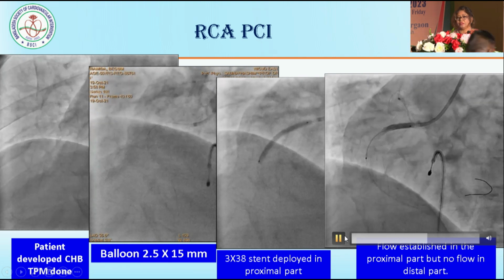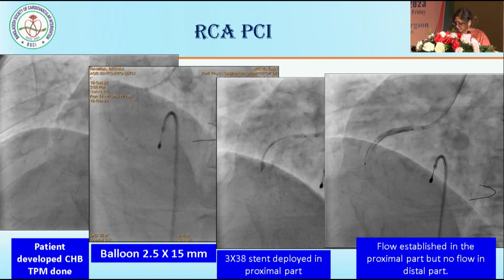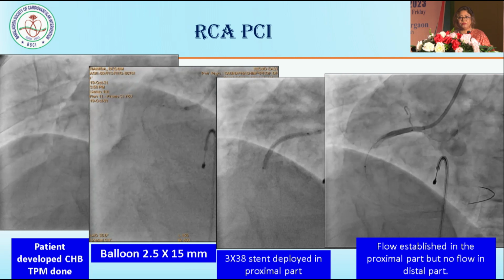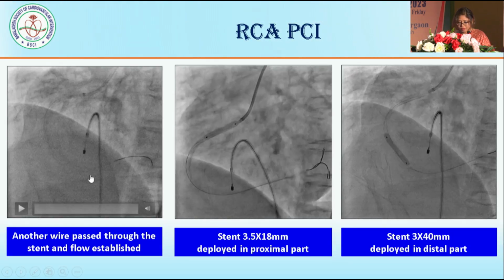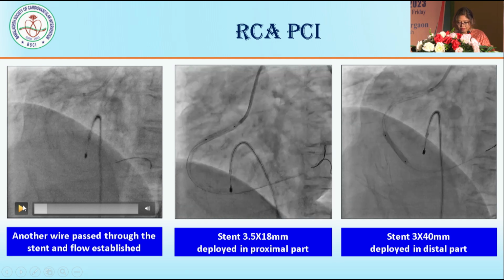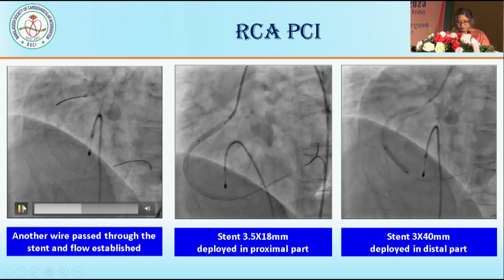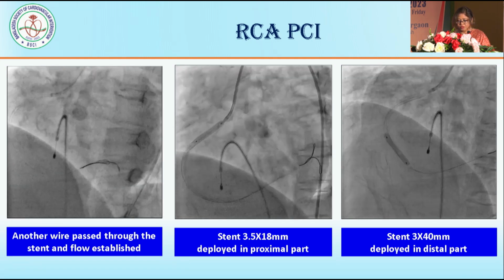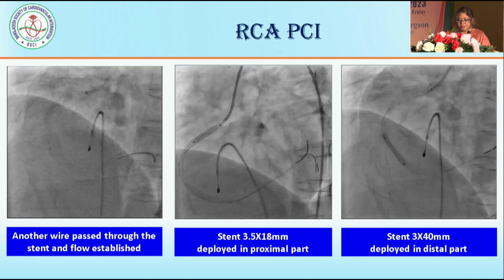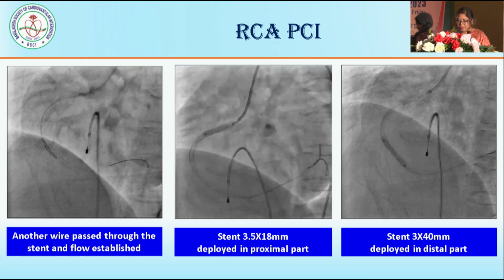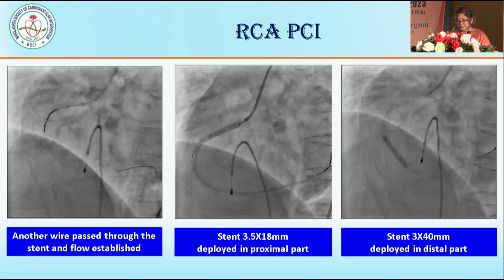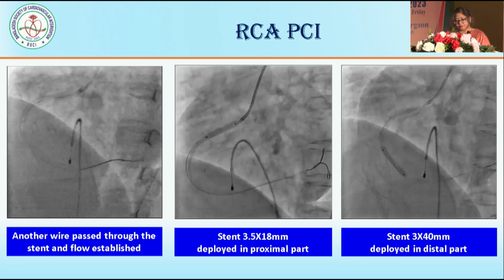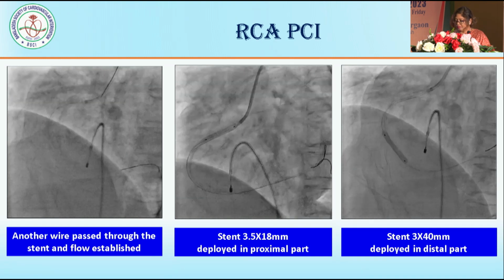So after that, there is no distal flow. So we thought whether we are in a false lumen or not. Again, we tried to pass another wire. It also is supposed to go to the distal lumen. Then we stented the proximal part and also the distal part, covering the dissection.